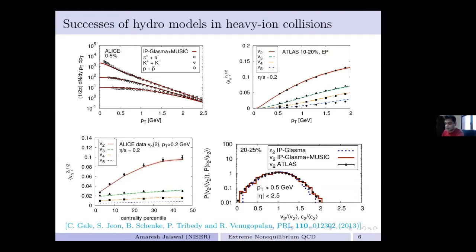So this is one of the state-of-the-art calculations, basically the MUSIC calculation. You see that hydro has been able to explain almost all observables, all soft observables in heavy ion collision. Okay, it seems to work too well. It seems to work so much beyond expectation that it has become a matter of concern, and the community is trying to understand what is really happening beyond this, the validity of hydro beyond its regime of applicability.